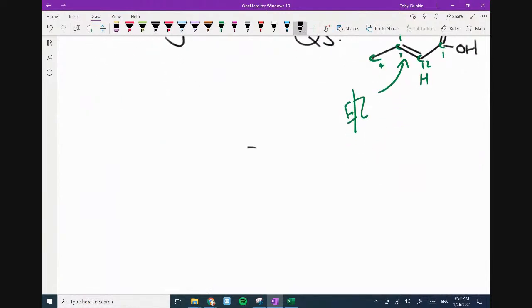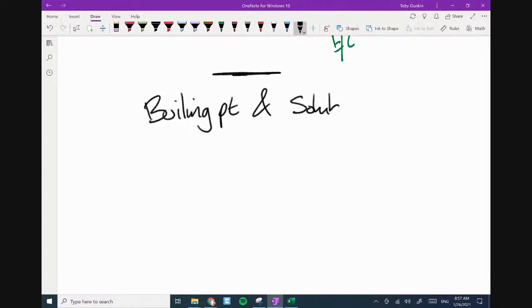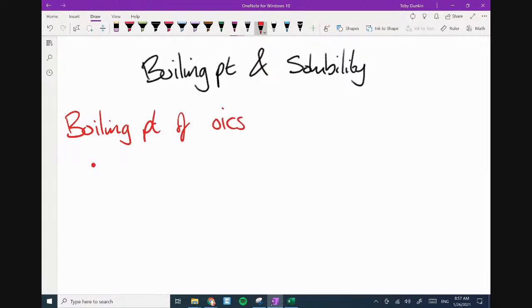Right, properties. 2 properties that they're now going to ask you to know about carboxylic acids. Boiling point and solubility. So this is not actually particularly complicated, and it just requires a couple of bullet points. So first of all, we're going to do boiling point of oics.